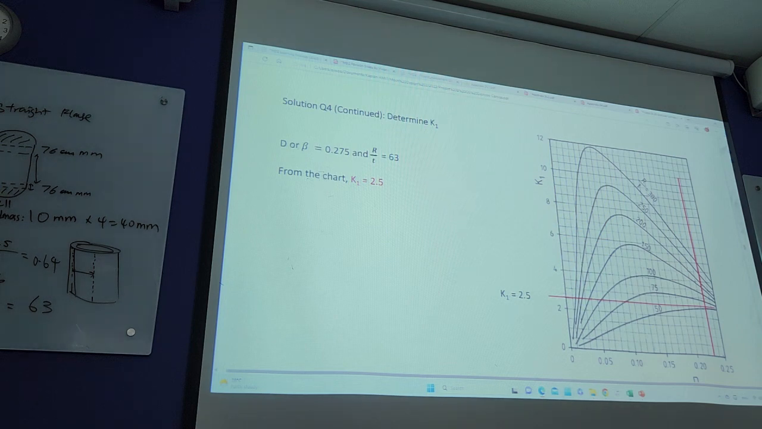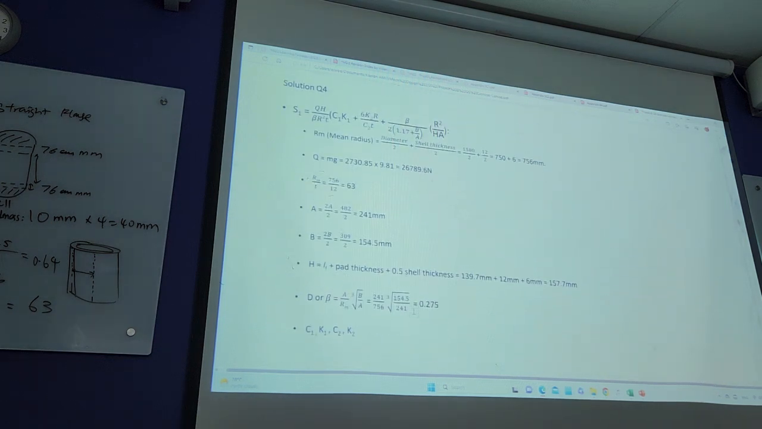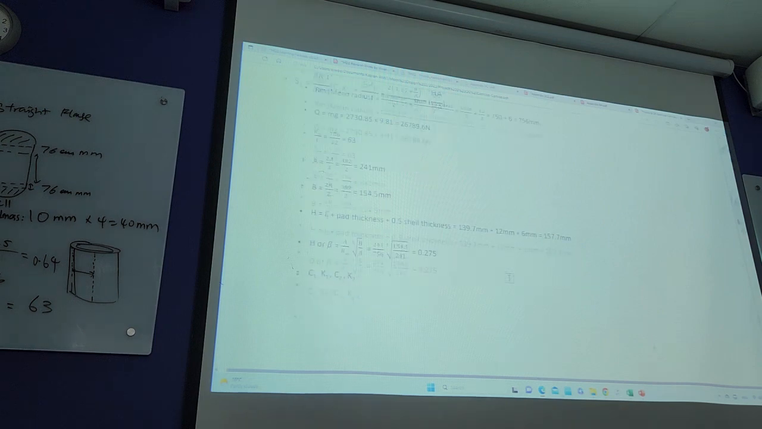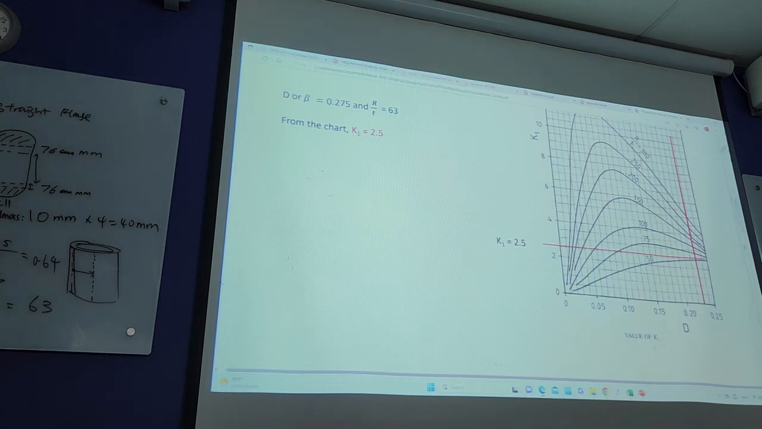Alright, so just now we found out this D or beta is 0.275. Where to find? Just now from the exercise that we have. So over here, this is a formula we apply. We get 0.275. Alright, so when you refer to the graph, this is your D or beta, right? Then you draw a vertical line.